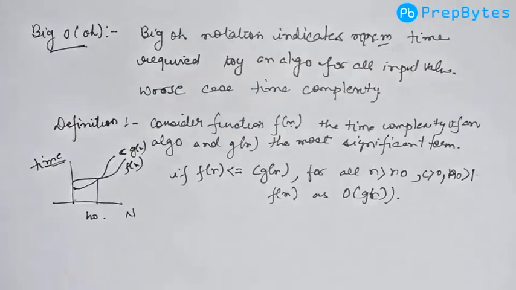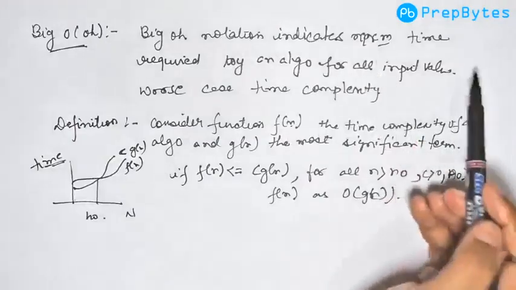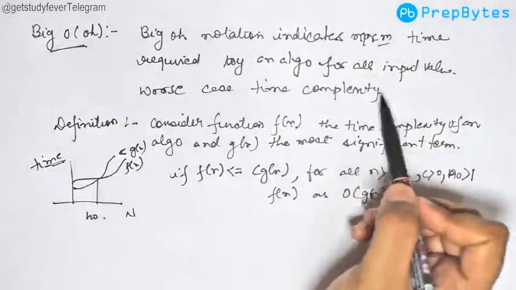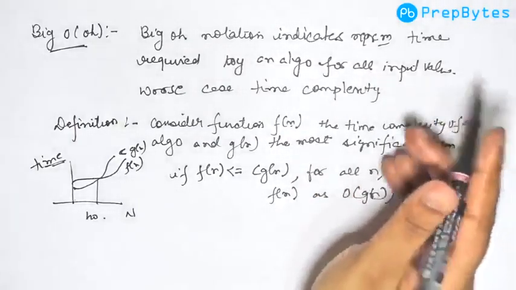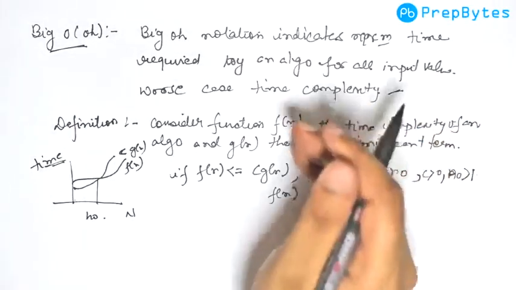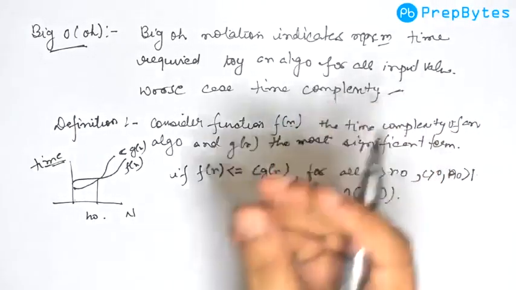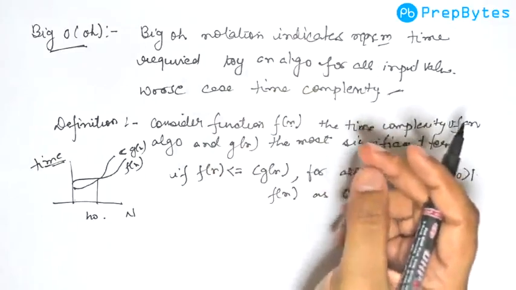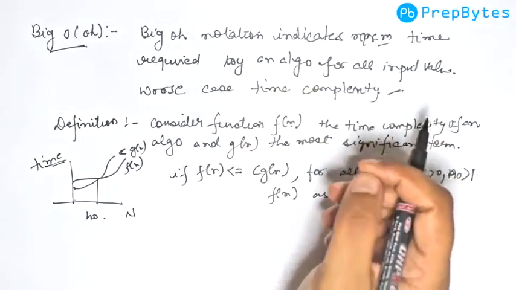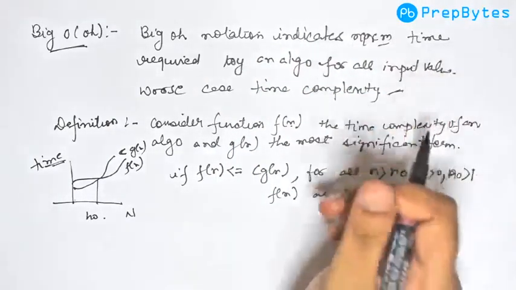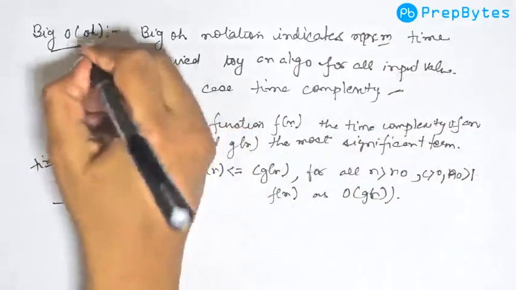Let's discuss the very first one, big O notation. So what is big O notation? Big O notation indicates the maximum time required by an algorithm for all input values. We can also say this is the worst time complexity. As we saw, there could be a scenario in which a particular program takes the maximum amount of time. That is denoted by big O notation.